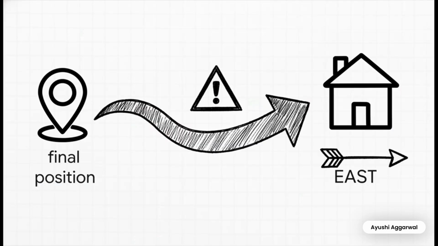Easy, right? But wait, here is the trap. Read the last line of the question again very carefully. It asks, in which direction and how far is her home from her final position? Her final position is west, but if she is looking back at her home from that exact spot, her home is actually to the east. So the correct answer is 24 meters east. Ye galti exam mein bilkul nahi karni hai. Always read that last line twice.